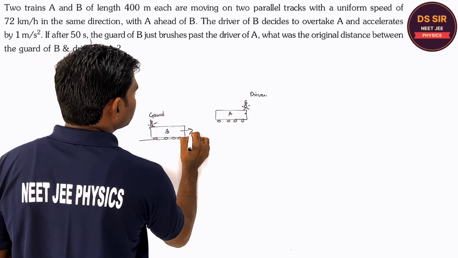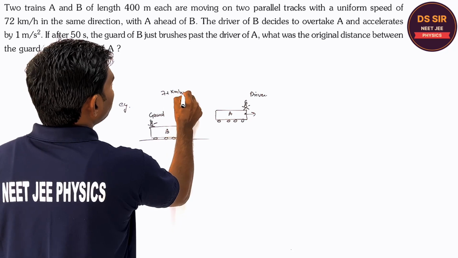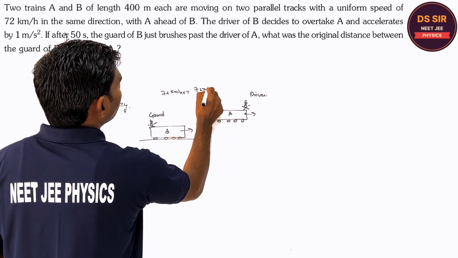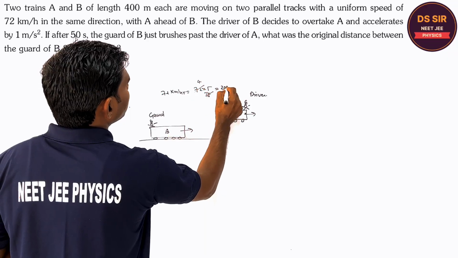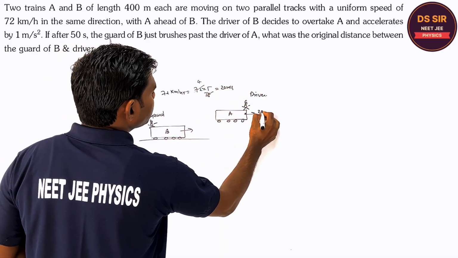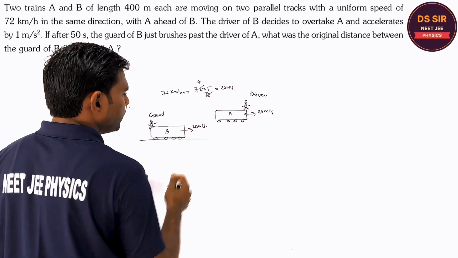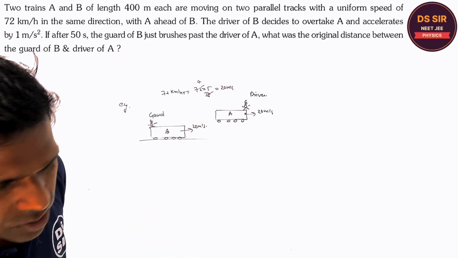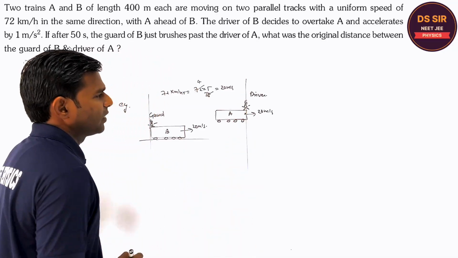The initial speed is what? 72 km per hour. 72 km per hour means 72 into 5 by 18, right? This is 4, it is 20 meter per second. So initial speed is 20 meter per second. Both are moving on the same parallel track. All right. So the distance D we have to find.